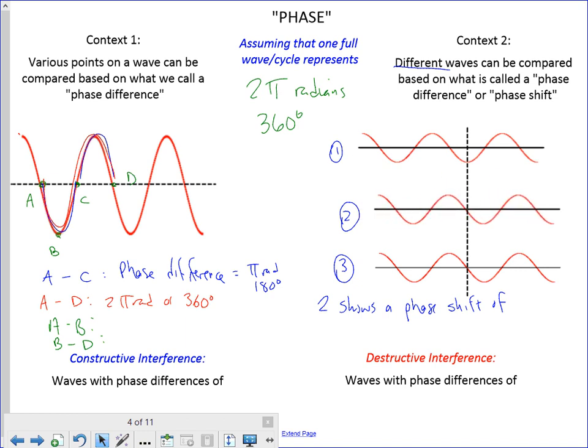But wave 2 was over here like this, literally shifted over half of a wave. So that's a phase shift of pi radians, or 180 degrees.